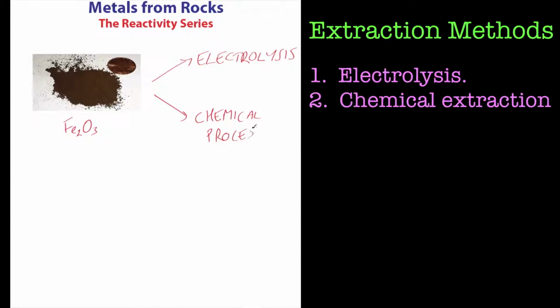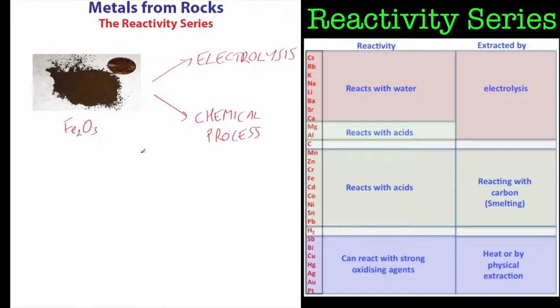Now if we use a chemical process, then we've got to be able to react iron oxide in this case with something else, something that will make iron. Now I'm just going to introduce you to one particular example. It would be reacting it with carbon. Now this comes from the Reactivity Series, and I'll just briefly show you that.